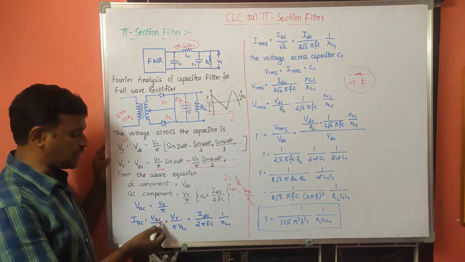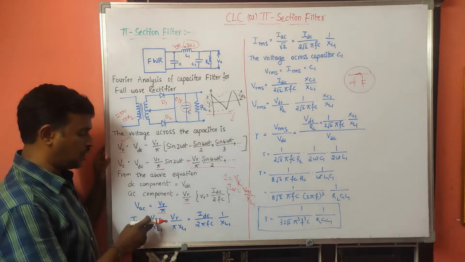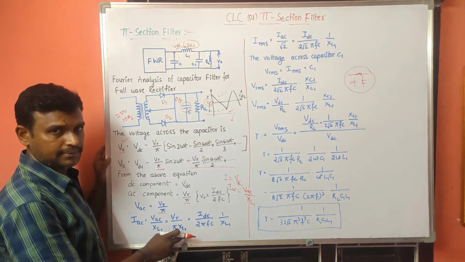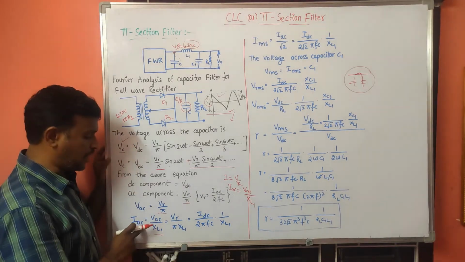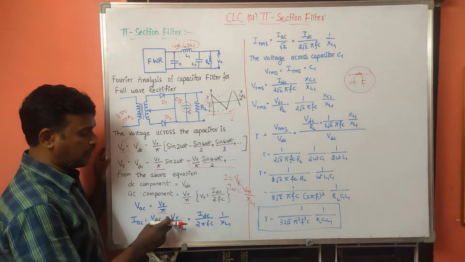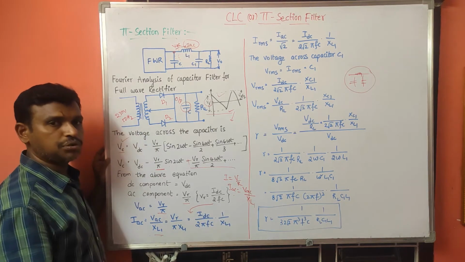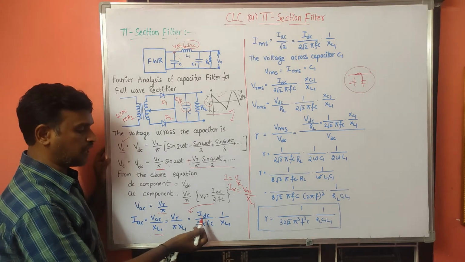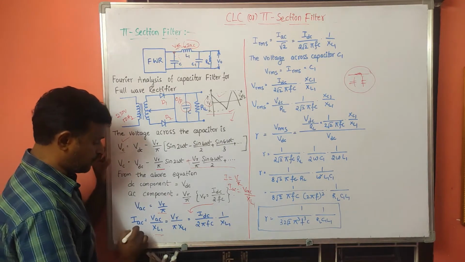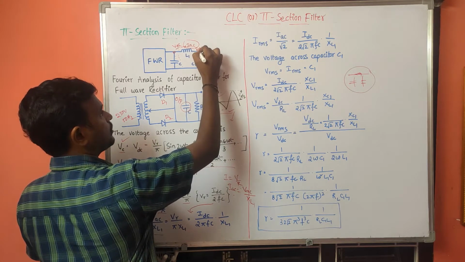So what is VAC here? VAC is VR by pi. Therefore I am substituting in place of VAC, so that is VR by pi XL1. Here IAC is equal to VR by pi XL1. And what about VR? VR is equal to IDC by 2FC, so I will substitute here. Therefore IAC is equal to IDC by 2 pi FC multiplied with 1 by XL1. So this is IAC, the current that is flowing at this point.